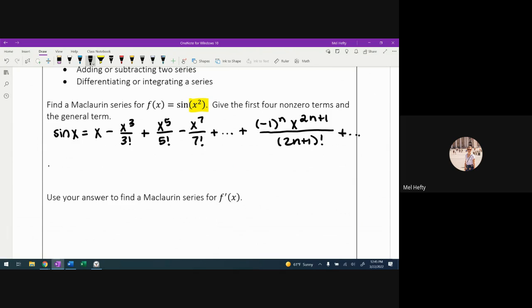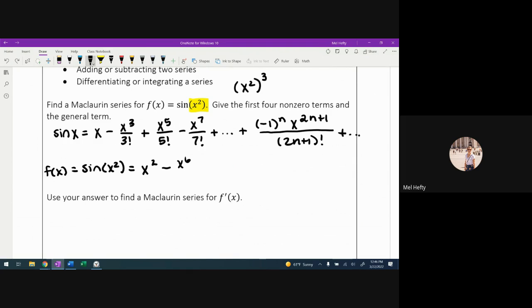So I'm going to find f of x, which is sine of x squared. Instead of x, what's that going to look like? Now, x cubed. If I'm plugging in x squared into x cubed, what do I do to those exponents? I multiply them. So I'm going to have x to the 6th over.